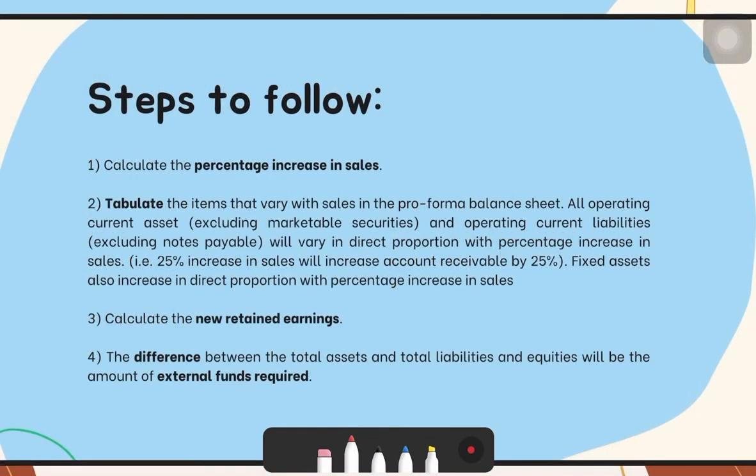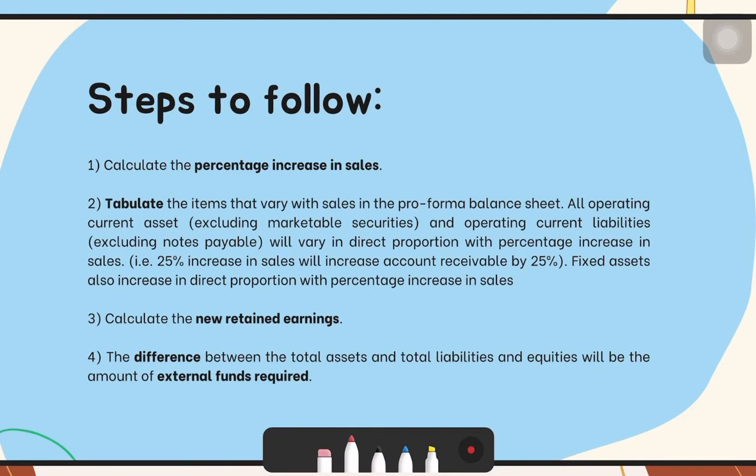Alright, here are the steps to follow to prepare the pro forma balance sheet. Number one, calculate the percentage increase in sales. Number two, tabulate the items that vary with sales in the pro forma balance sheet. Please take note that all operating current assets, excluding marketable securities, and the operating current liabilities, excluding notes payable, will vary in direct proportion with the percentage increase in sales.